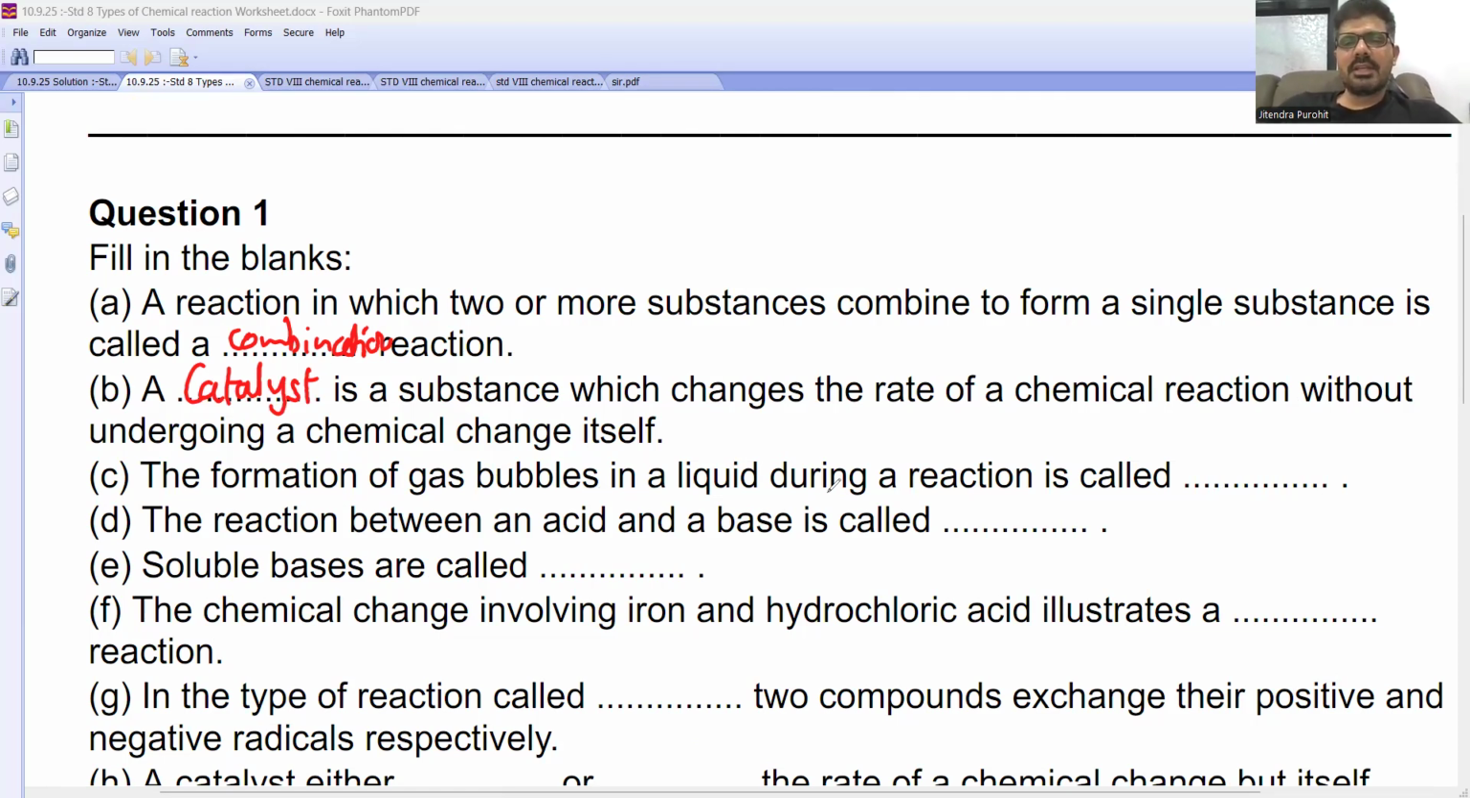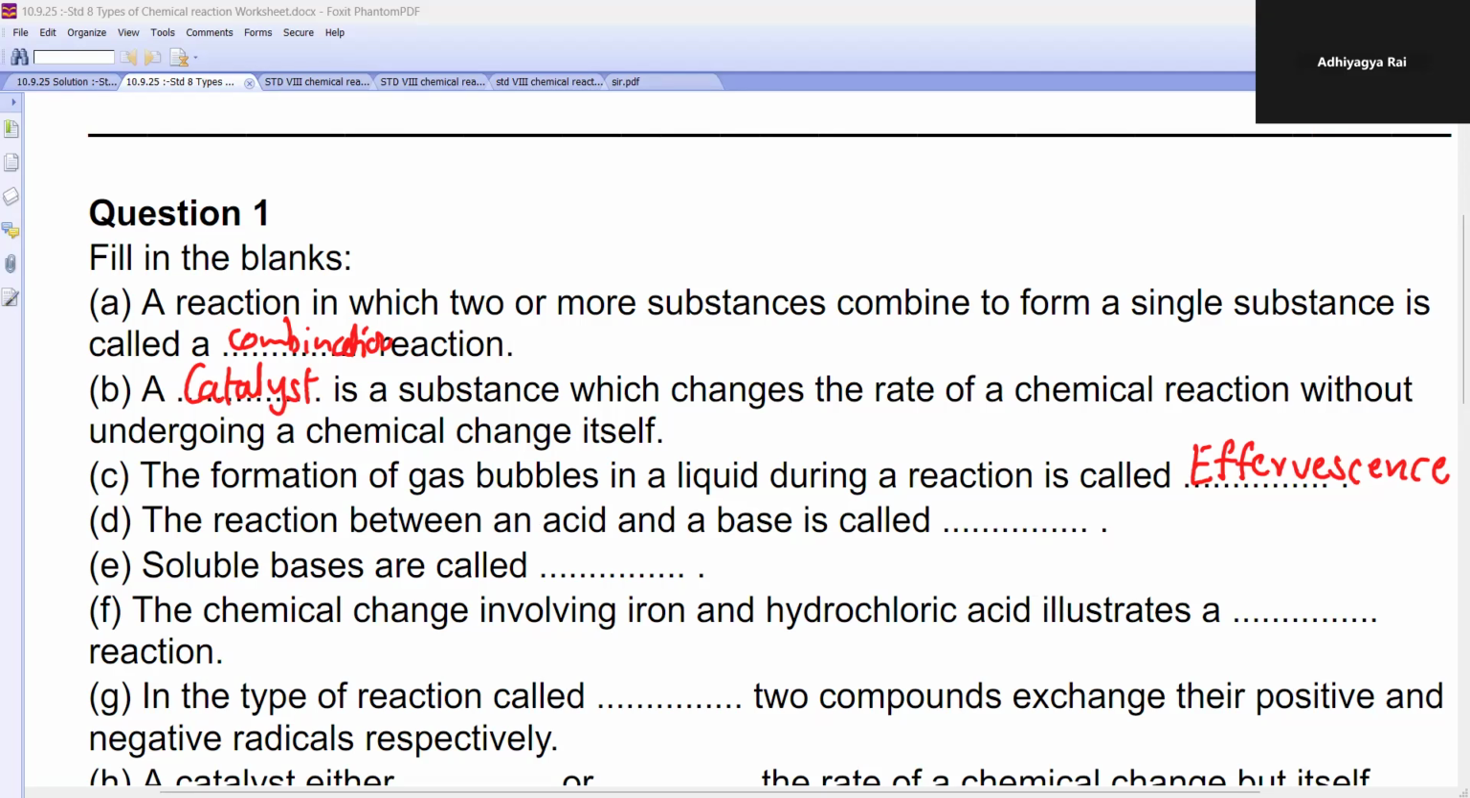Formation of gas bubbles in a liquid during a reaction. If any bubble is escaping out, we call it what, beta? Effervescence. Have you ever opened a cold drink bottle, beta? Does it make a sound? So gas is escaping out. That is known as effervescence.